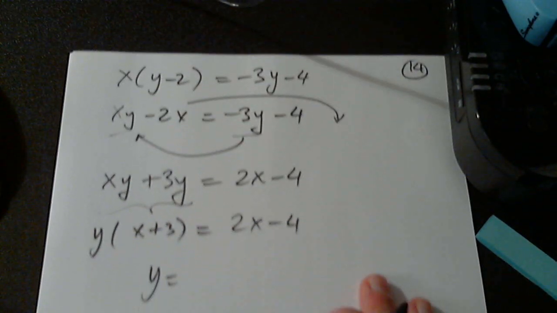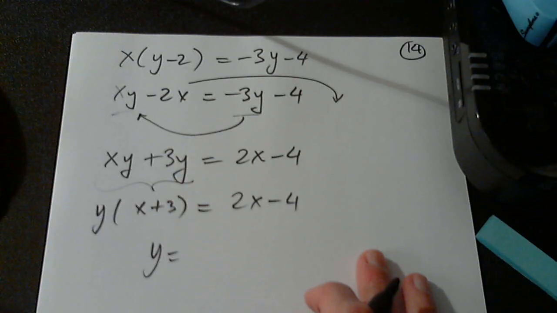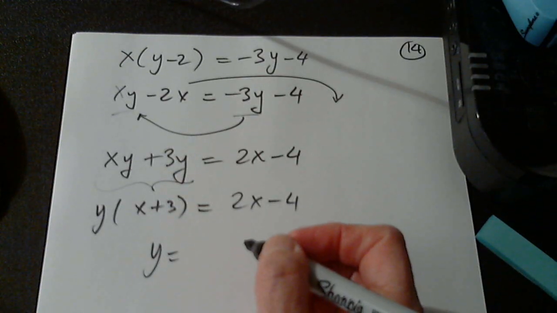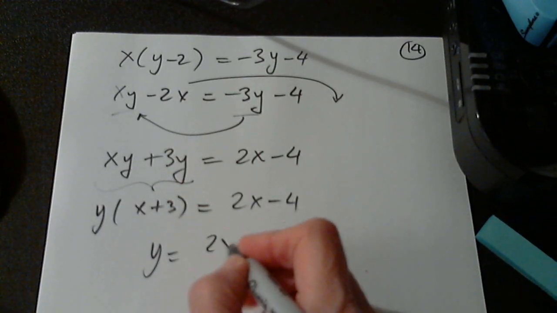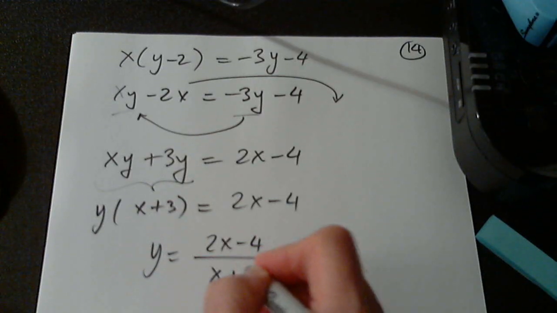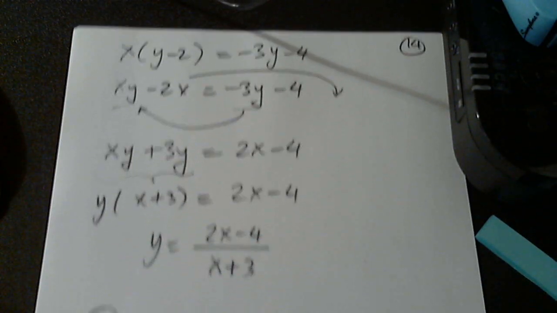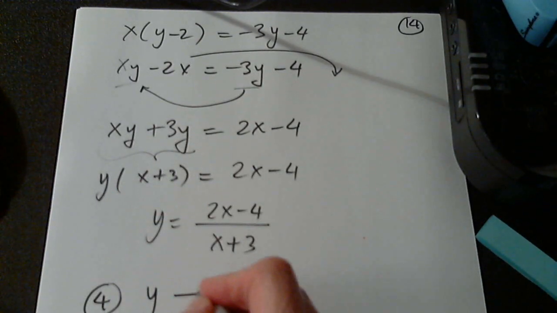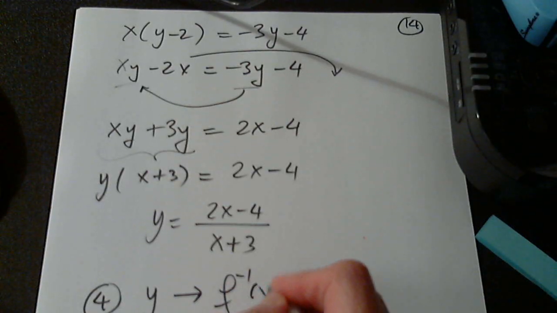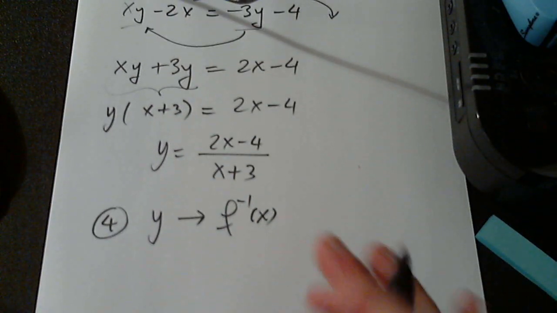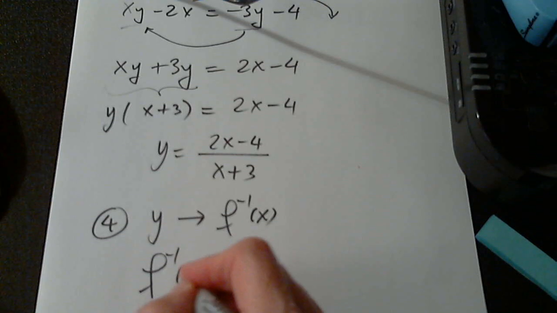Finally, divide by x + 3. y equals (2x - 4)/(x + 3). Step 4, replace y by f inverse of x. That's it, and it's done.